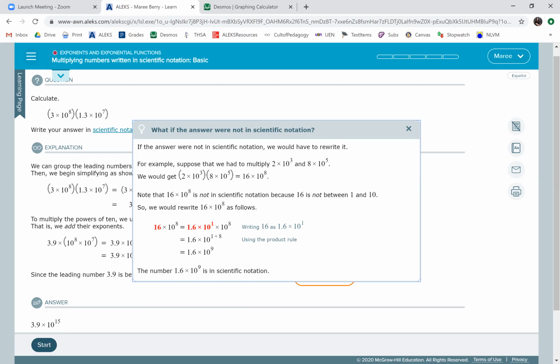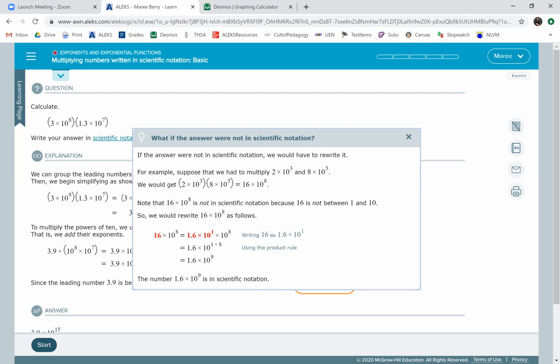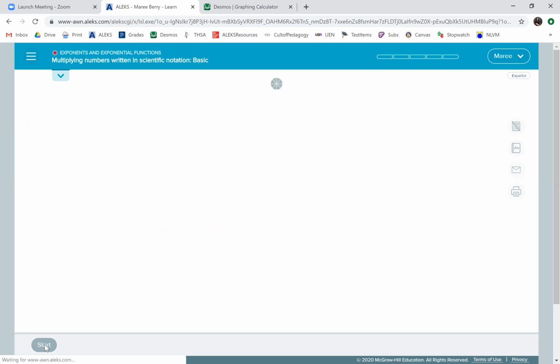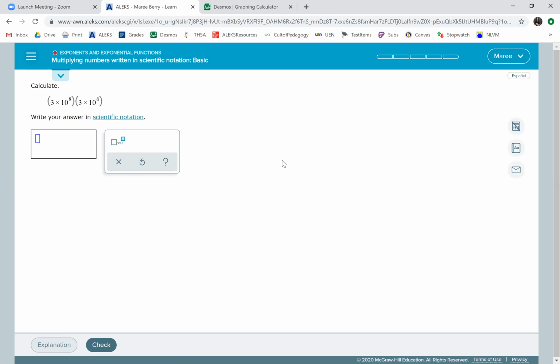Here's an example where when you multiply two numbers together, you get two digits, and even two digits maybe with a decimal point. You rewrite the number part in scientific notation, so this 1.6 times 10 to the first, and then you go ahead and add the 1 and the 8 to get 10 to the 9th. So you have to make sure that your answers are in scientific notation after you're done multiplying.